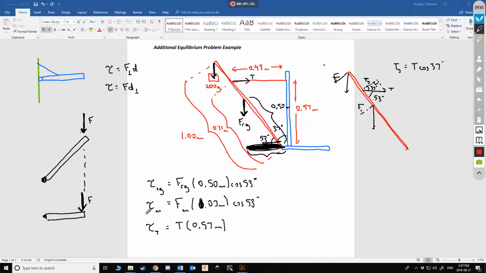So let's just write this out. We're going to have torque here, so we have T times 0.57 meters. And that's going to equal the force center of gravity, that's 0.50 meters, cos 53 degrees, plus the force of the mass times 1.00 meters, cos 53 degrees. Again, we can solve for the unknown, and we're done.